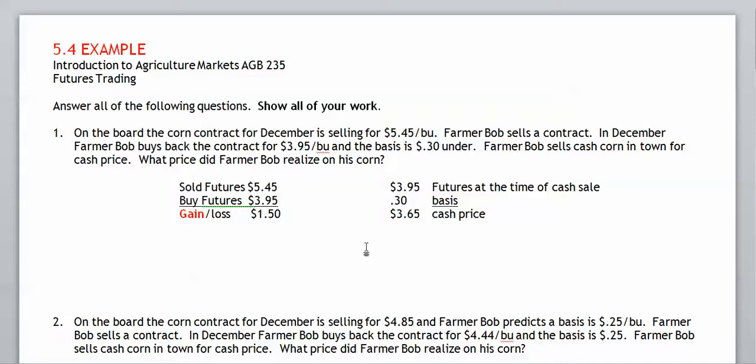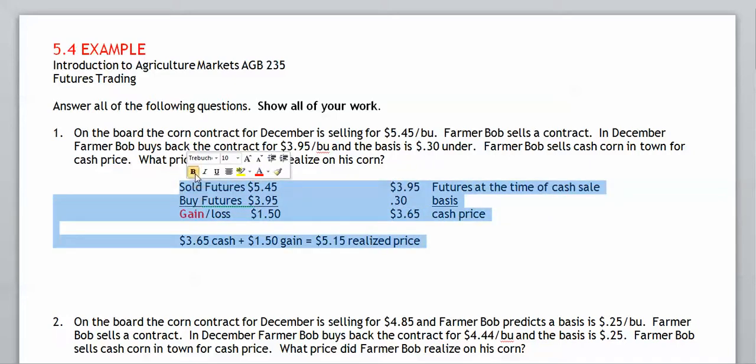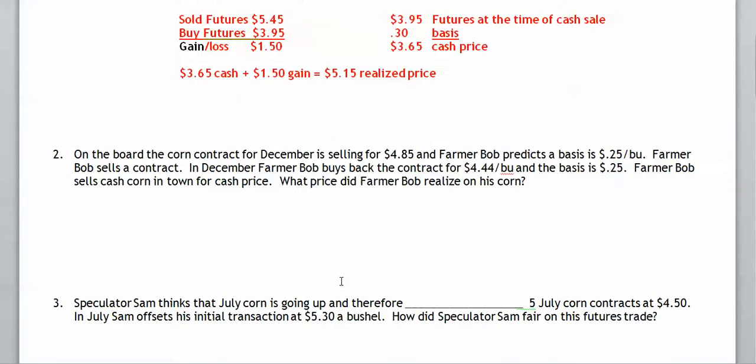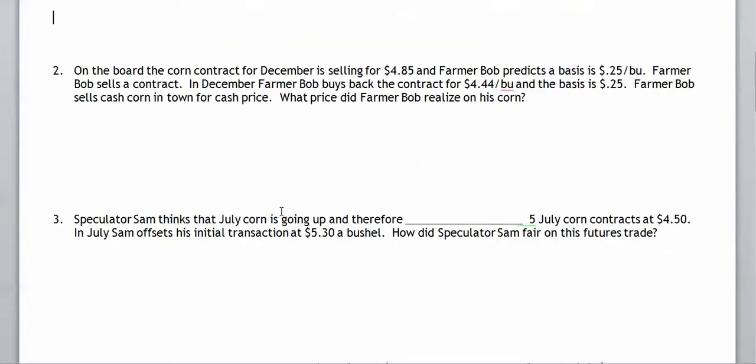So what did we realize on our crop? The $3.65 for cash corn plus the $1.50 gain equals a hedge price of $5.15, or realized price. We made $1.50 on the board. We sold our cash corn for $3.65. And we end up with the $5.15 realized price. So, on to problem 2.